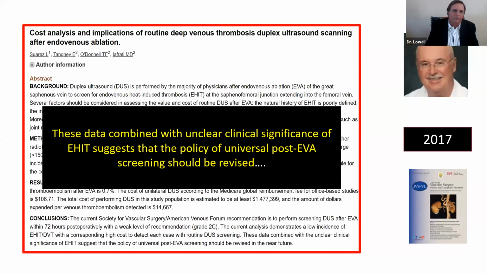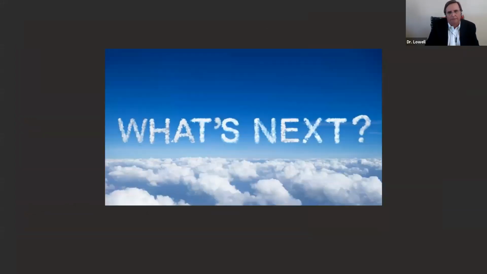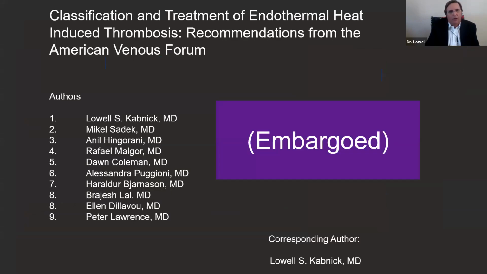If we look at this last paper by Denis Borsak from Russia, I included it because they did a study looking at treating EHIT with rivaroxaban and thought that there were good outcomes with it. So what's next? Well, a group of us at the American Venous Forum did a paper looking at classification and treatment of endothermal heat-induced thrombosis, recommendations from the American Venous Forum and the Society of Vascular Surgery. Now, unfortunately, it is not in press yet, but it's been submitted, so I have to embargo the data.